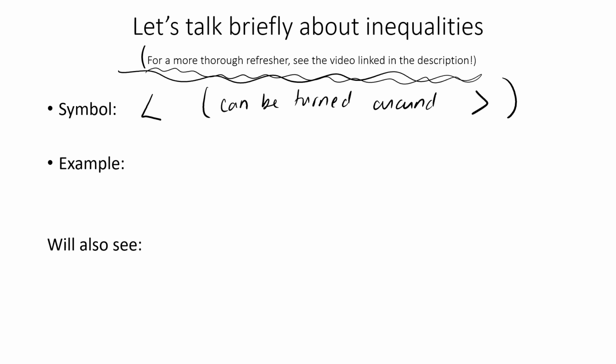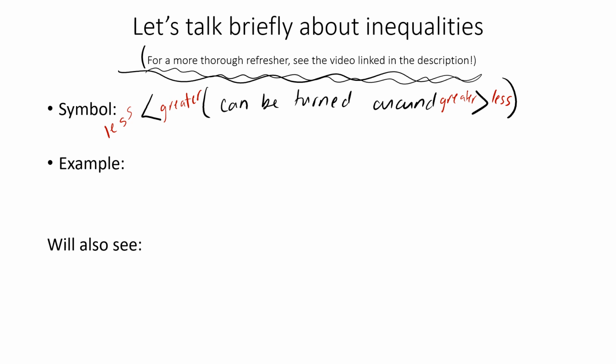And that symbol represents one side of the expression being of greater or less value than the other. You might have heard the little alligator analogy where whatever it's pointing to is the less, and the alligator is hungry, so it's always eating whatever is greater. And again, if you need a more thorough refresher on that, please click the video in the description box.